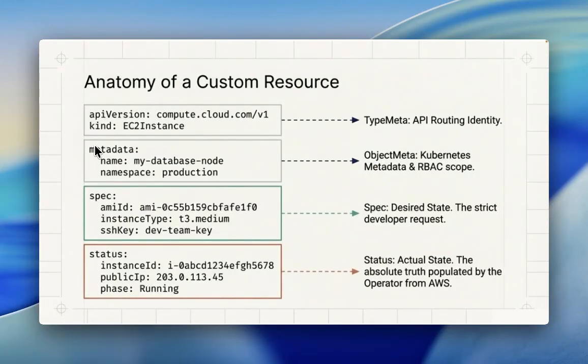You have type metadata, which is the API routing identity. You have object meta, Kubernetes metadata and RBAC scope. You have a specification, which is the desired state, the strict developer request. You have a status, which is the actual state, the absolute truth, populated by the operator from AWS.